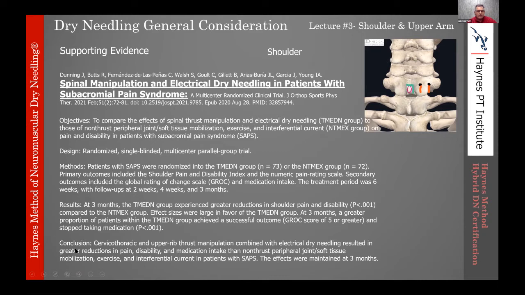Ultimately, we looked down further. The conclusion: cervicothoracic and upper rib thrust manipulation combined with electrical dry needling resulted in greater reductions in pain, disability, and medication intake than non-thrust peripheral joint soft tissue mobilization, exercise, and interferential current in patients with that shoulder pain. And their effects were still maintained at 3 months.